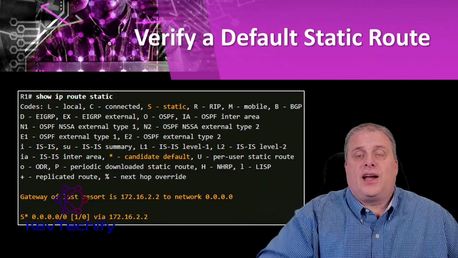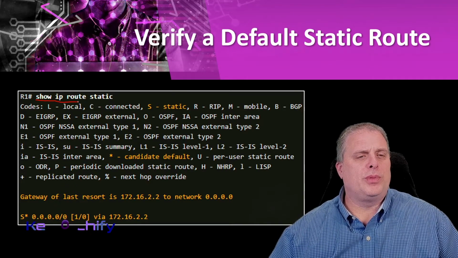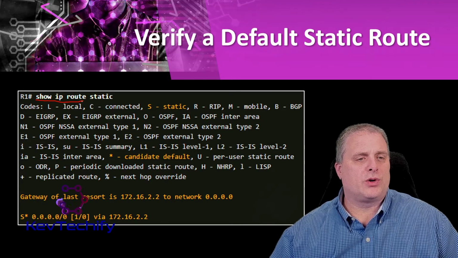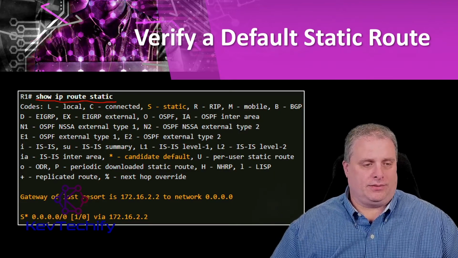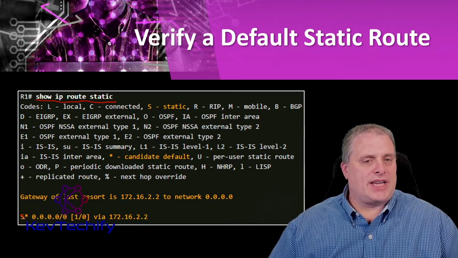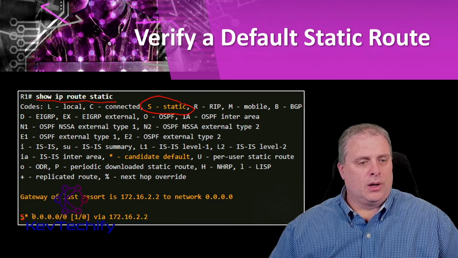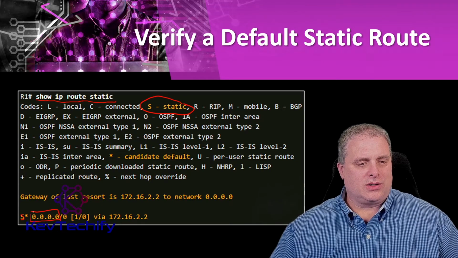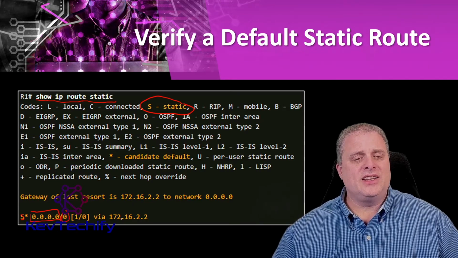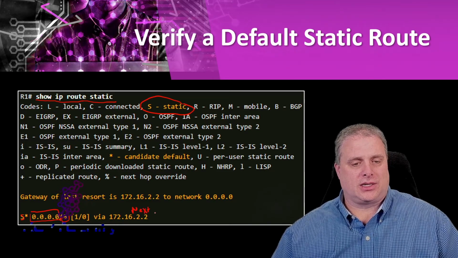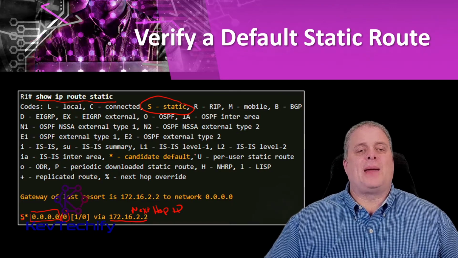To verify our default static route, we can go ahead and do a show IP route. We did a little bit more specific show command. Instead of show IP route, we did show IP route static, and it just lists out the static information. It's going to say we have a static route, S. We can look up here in the codes. That's what the S stands for, static. We have the network address of all zeros, subnet mask of 0. So we're going to match any traffic and send it to our next hop IP address, right there.